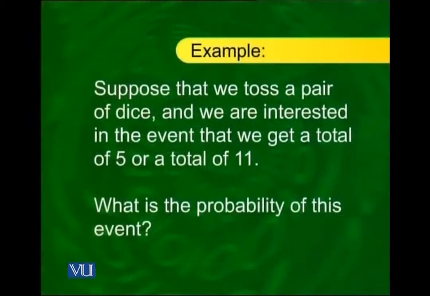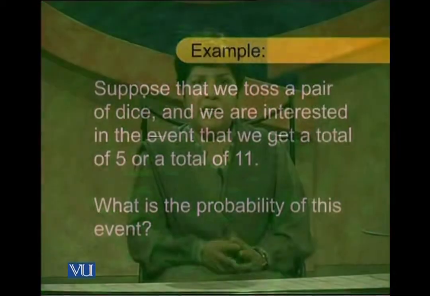As you now see on the screen, suppose that we are tossing a pair of dice and we are interested in the event that we get a total of 5 or a total of 11. Is situation mein, students, aap dekh rahe hain ke these two events are mutually exclusive. Why? Isliye ke aisa to nahi ho sakta na ke aap do dice phenkein aur aap kahein ke iska total 5 bhi hai aur 11 bhi hai. It can't happen at the same time. Either it will be a total of 5 or it may be a total of 11. So, in this situation, we will apply the special case of the addition theorem. Probability of A union B is equal to probability of A plus the probability of B.